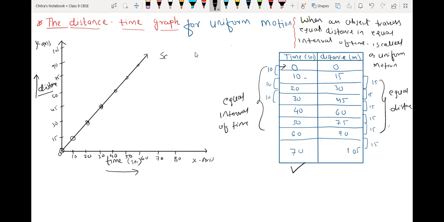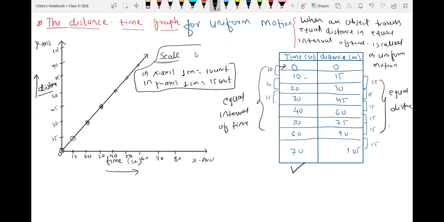We have to write the scale also here. I am writing the scale. On the x-axis, we have taken 1 centimeter equals 10 units. And on the y-axis, 1 centimeter equals 15 units. So we have to write the scale also.